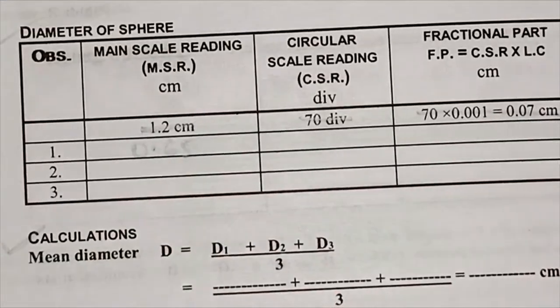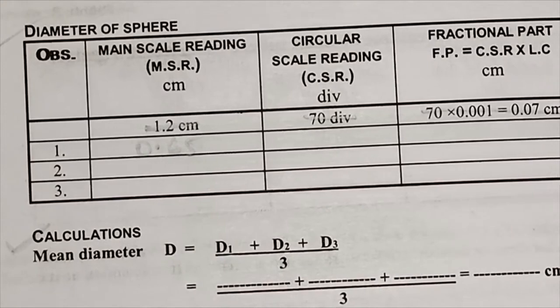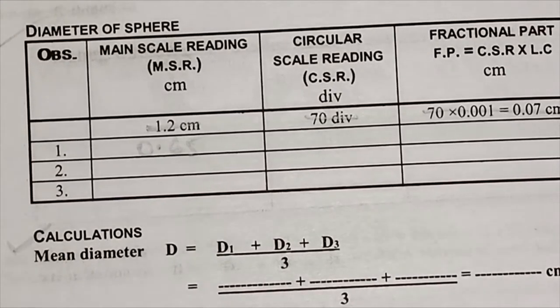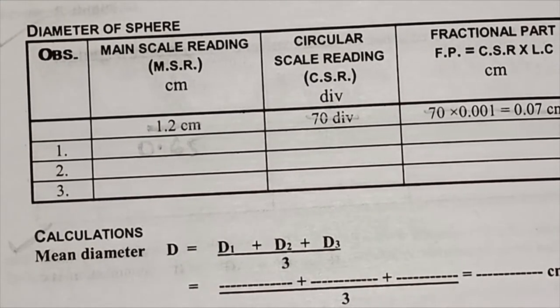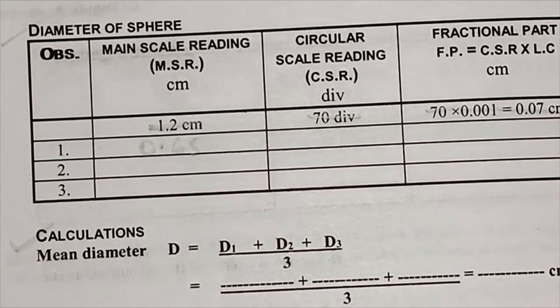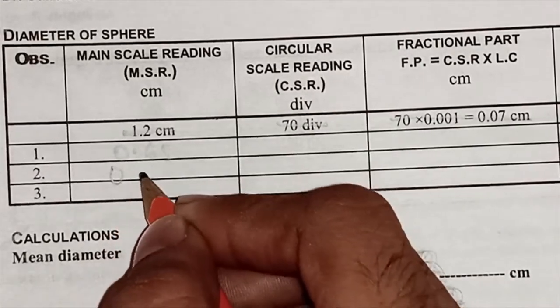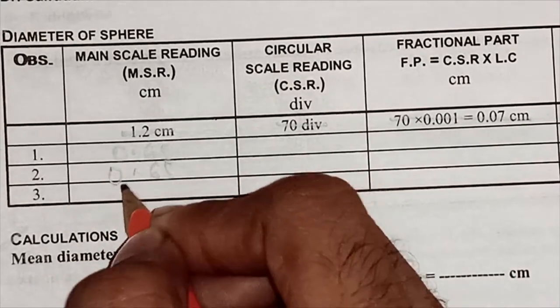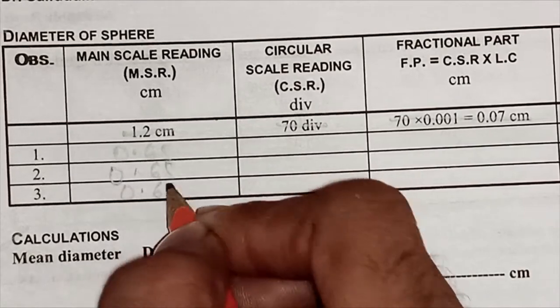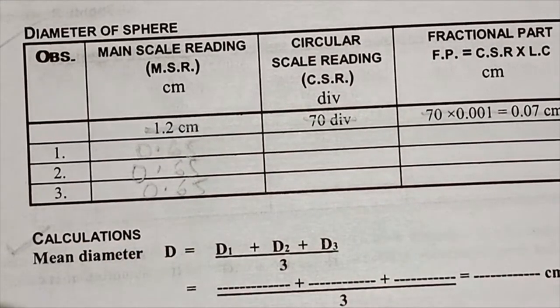In the earlier practical, practical number 1, that is the vernier caliper, I told you that the main scale will never change. So here also we will follow the same rule. The main scale will never change in any instrument. So I will write 0.65 three times here.